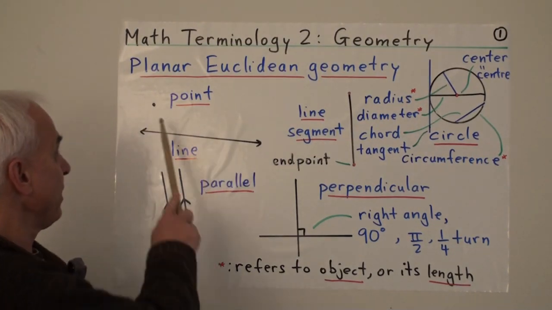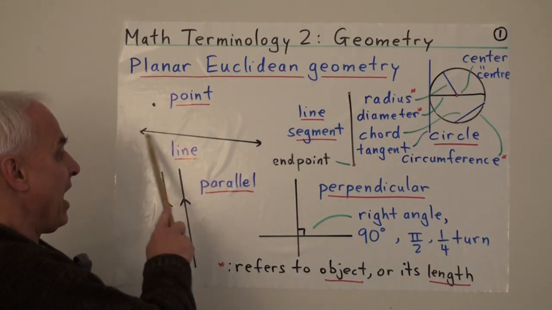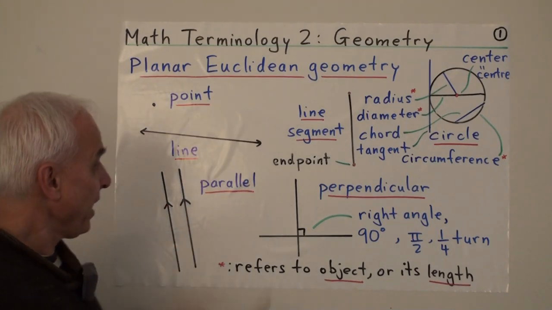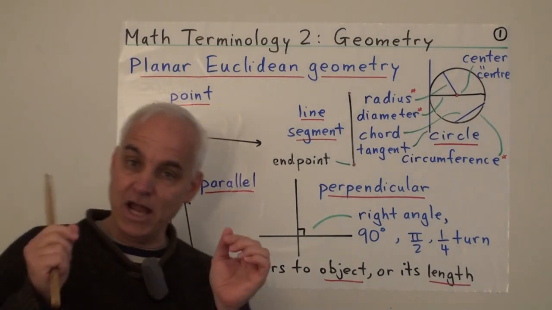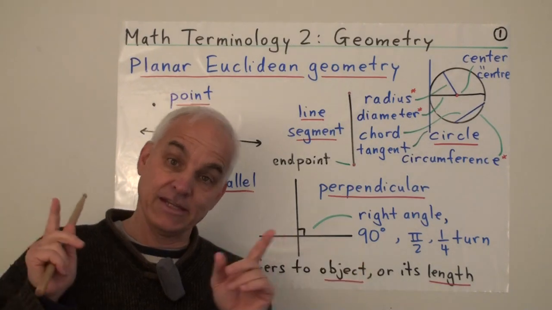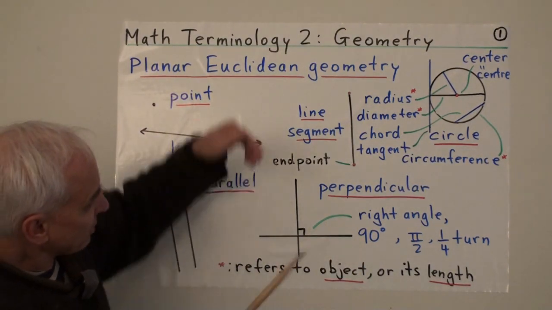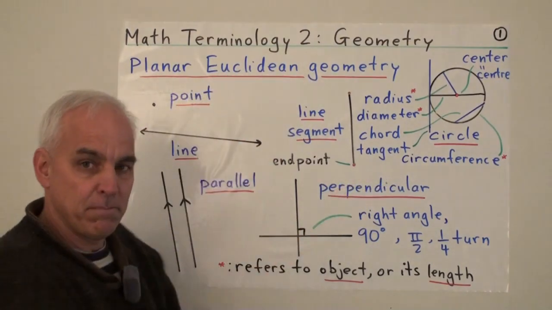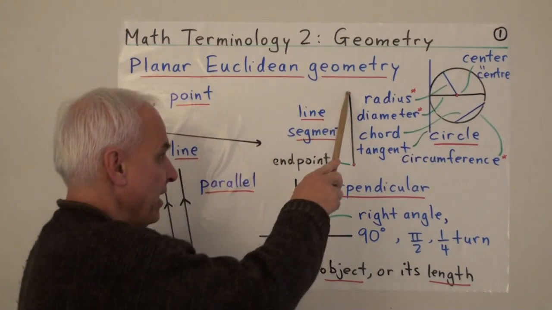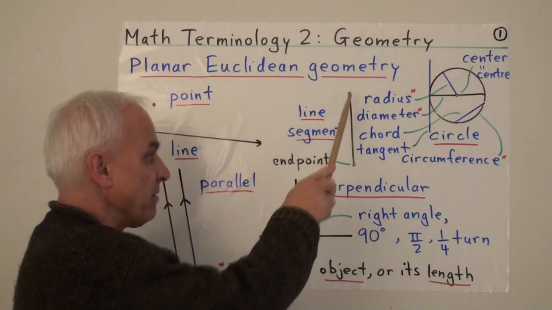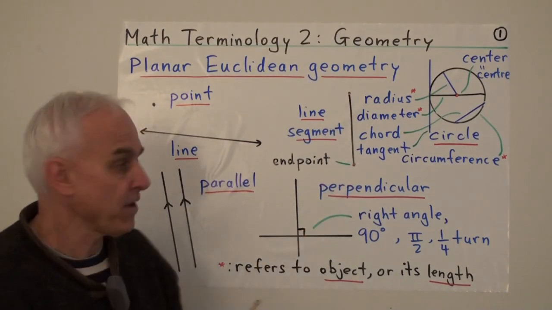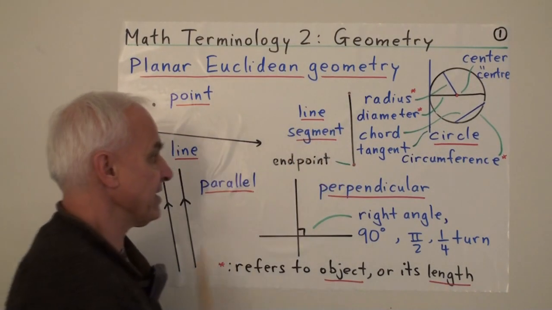Familiar concepts, a point, a line. These arrows are to remind you that a line extends indefinitely in both directions. When we want to talk about a finite piece of a line, something like this that has a definite endpoint here and an endpoint here, we refer to that as a line segment.